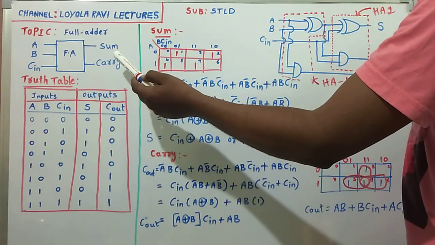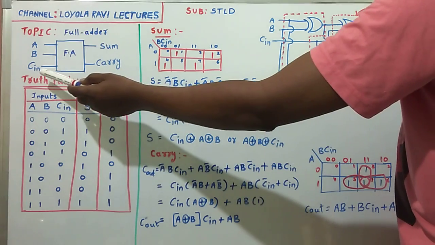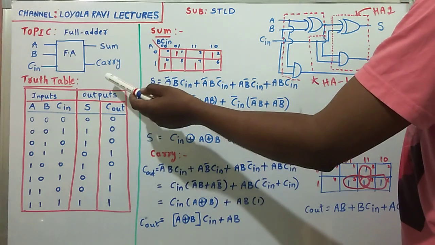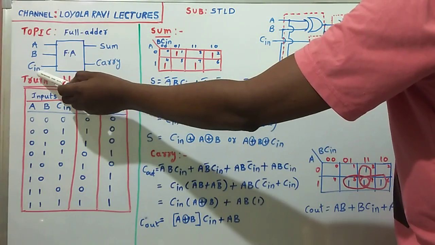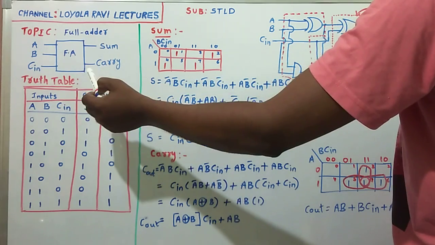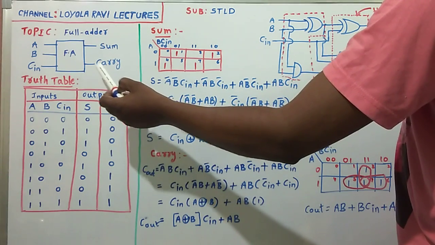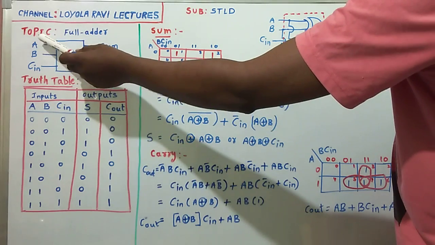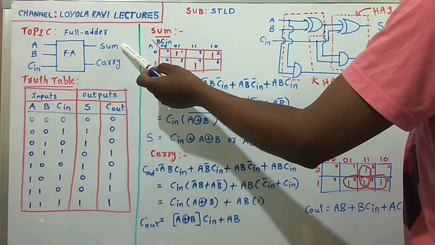Same as a half adder, the outputs are sum and carry. Here we have two C's: A, B, C is also an input and carry is also an output. Both are C's, that's why I am taking the input C as C in. That is the only difference from half adder to full adder. In a half adder we have only inputs A, B, but here we have three inputs A, B and C in, and the outputs are sum and carry.